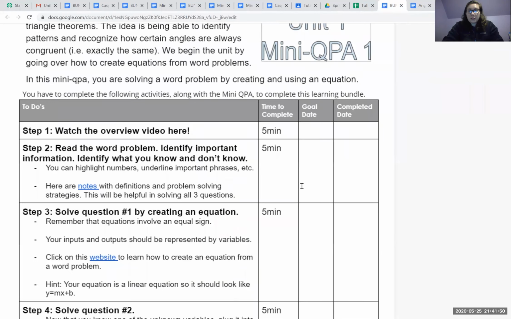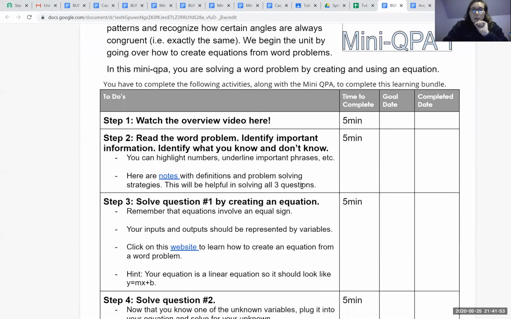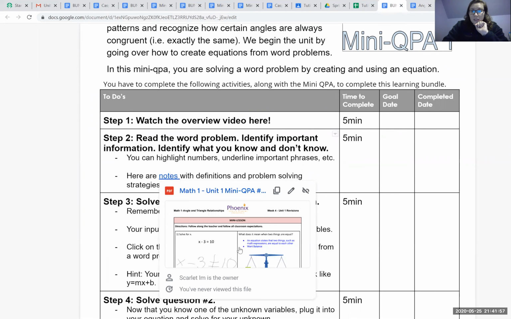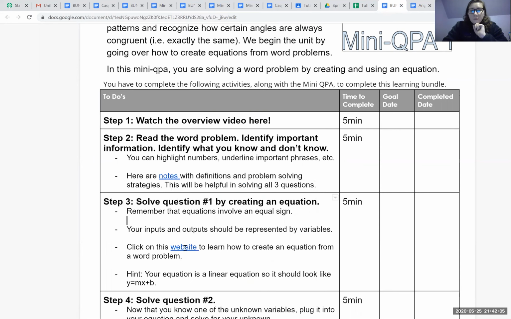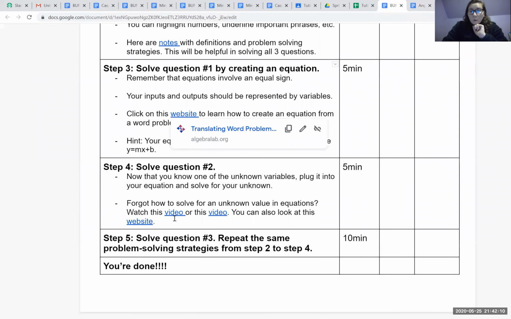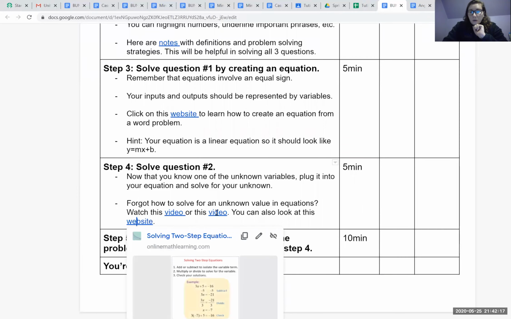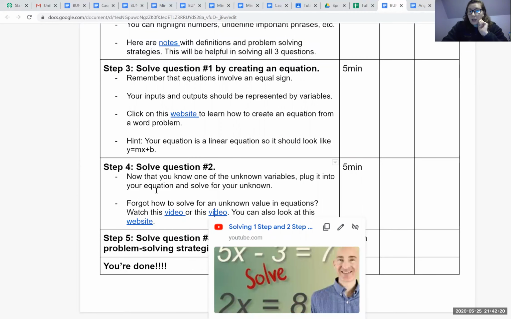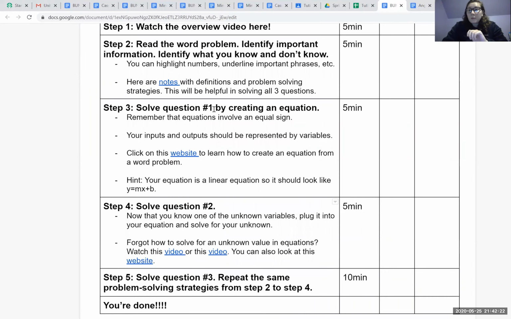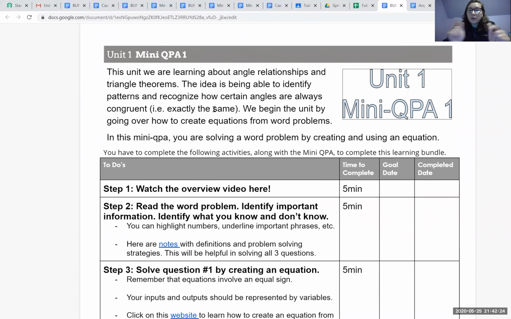And then in your bundle map, it has the notes that Miss M and I together have created that break down how to answer the questions. If you're still stuck, go to different websites if you click on these links, or if you're stuck on other things, you can click on videos and it shows you how to figure out how to solve these things. And remember, everyone, that these maps tell you what to do.